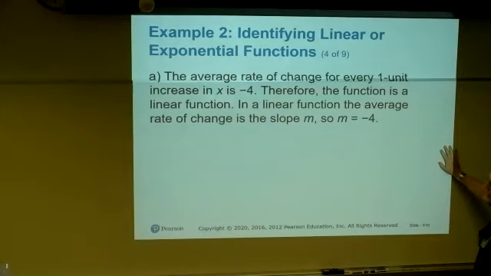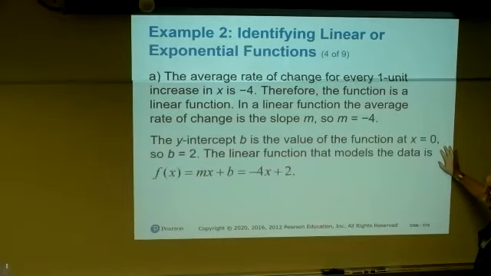And then they saw that the slope m is -4. And at 0, the b value is 2. And so they got the same equation I did: f of x equals -4x plus 2.